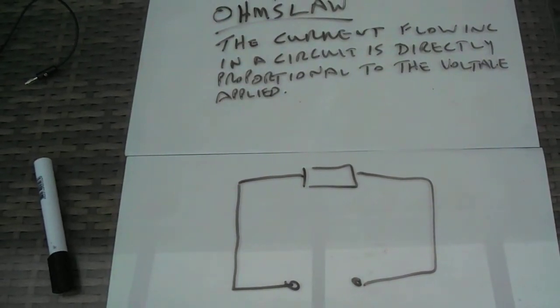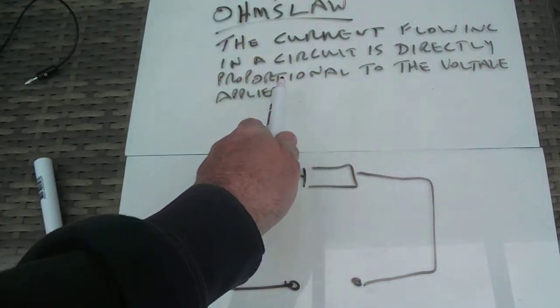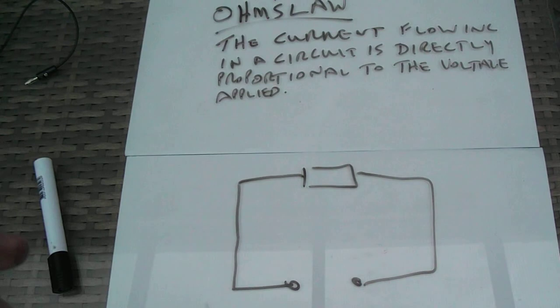which is that the current flowing in a circuit is directly proportional to the voltage applied, and this is Ohm's law. He was the first guy, a physicist who discovered this fact. It's a very important law in electrical engineering, and it's something you need to remember. Most of the calculations that you'll do in electrical engineering in the future will be based on Ohm's law theory. Fairly simple.